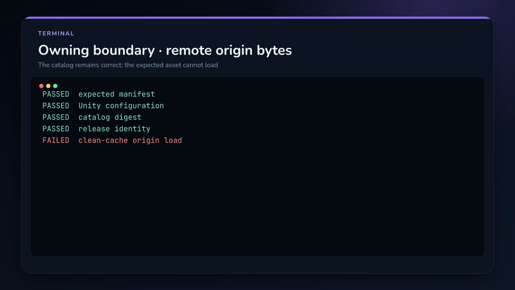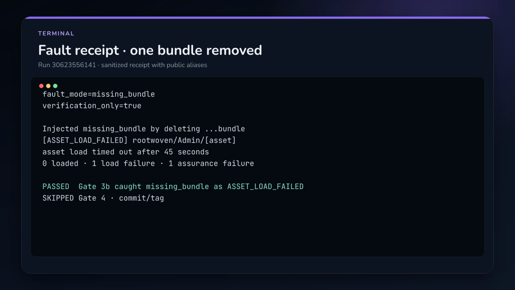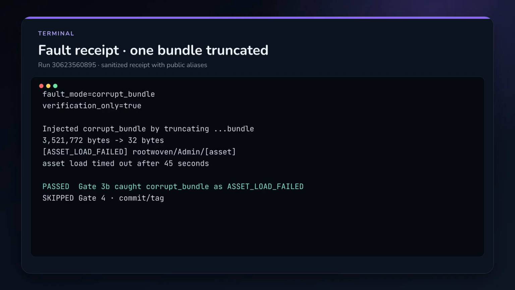A catalog is only the map. The bundles are the files containing the actual asset data. The next 2 attacks keep the map correct and damage one bundle before uploading the temporary release to quarantine. One attack removes the bundle completely. The other cuts the file down to a few bytes and uploads that corrupted copy. Both changes affect only this disposable Android build.